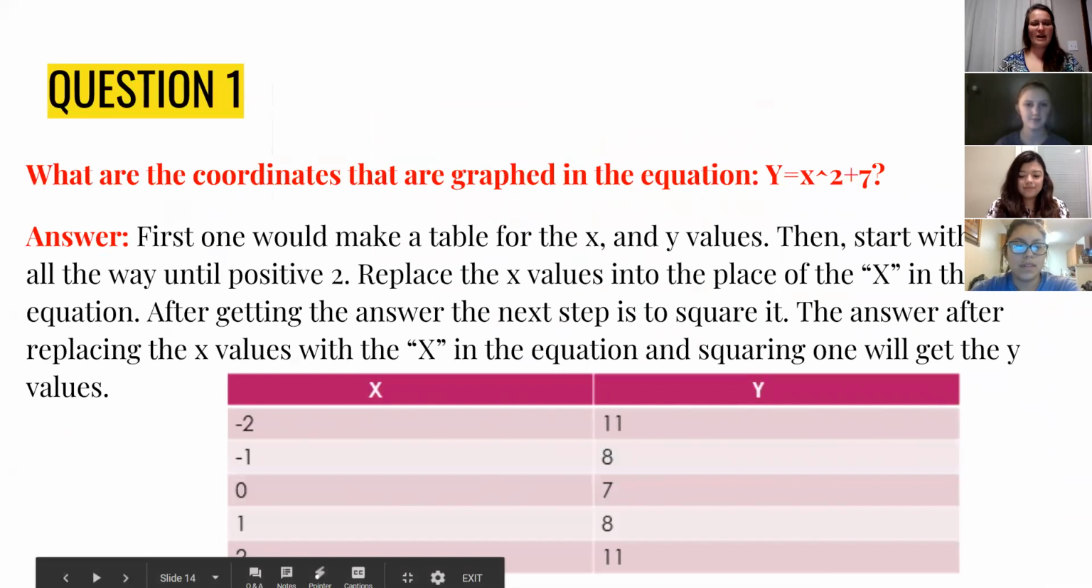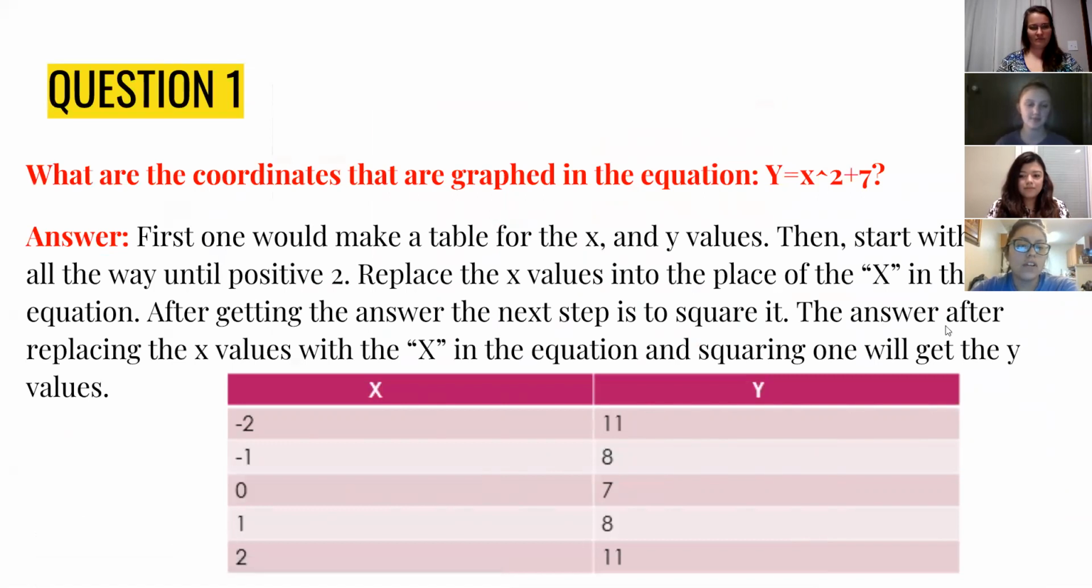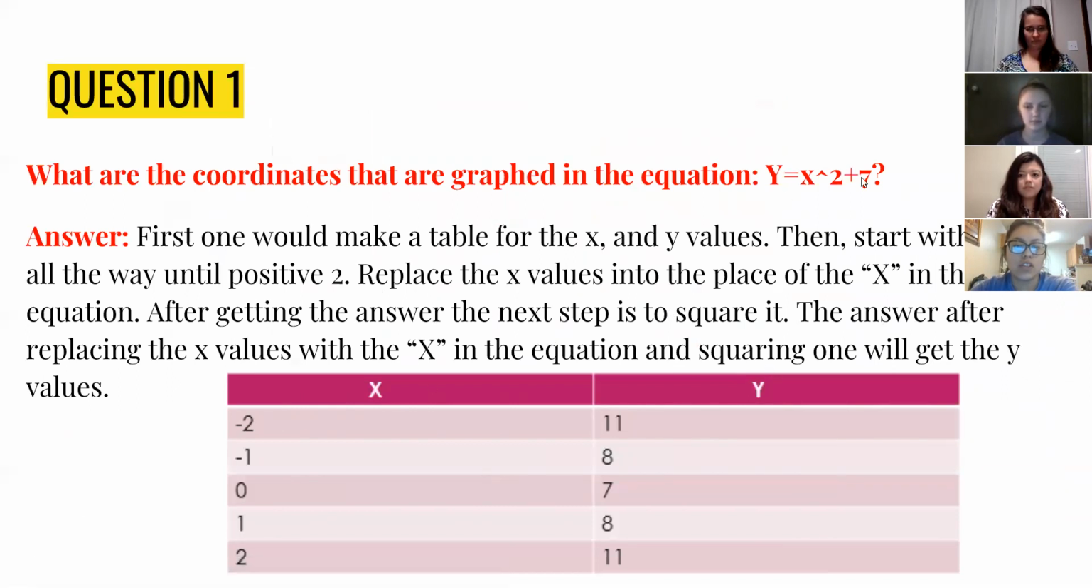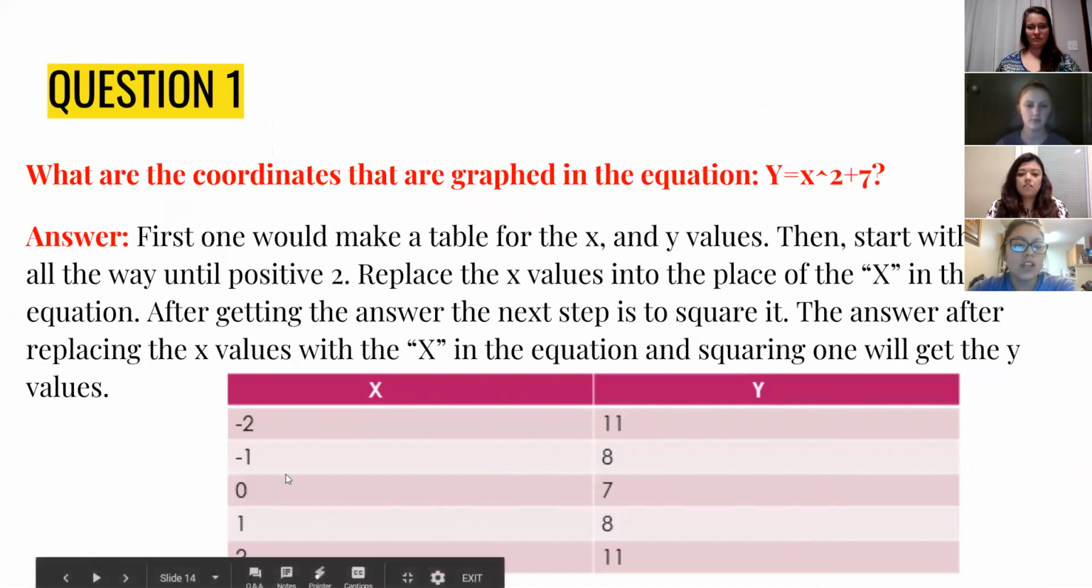Cici, what are the coordinates that are graphed in the equation y equals x squared plus 7? First, one would make a table for the x and y values. Then start with -2 up to +2, replacing the x values into the x of the equation x squared plus 7. So in other words, we would take -2, square that, and add 7 and get our y output, which would be positive 11. We would do that with each of the x values to get our y output.